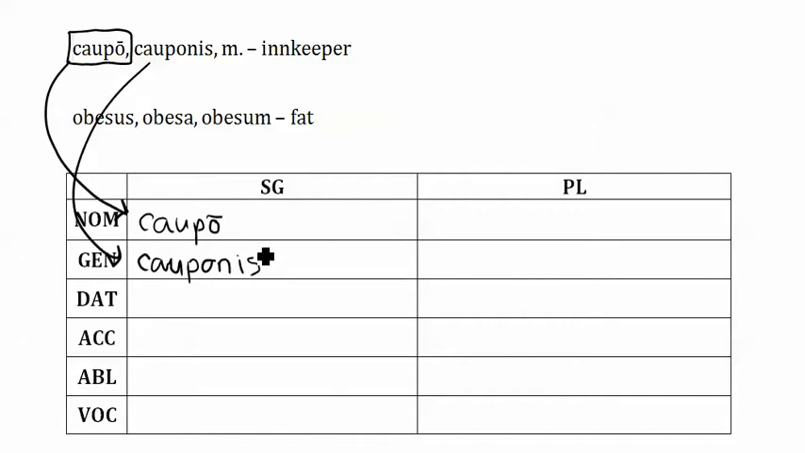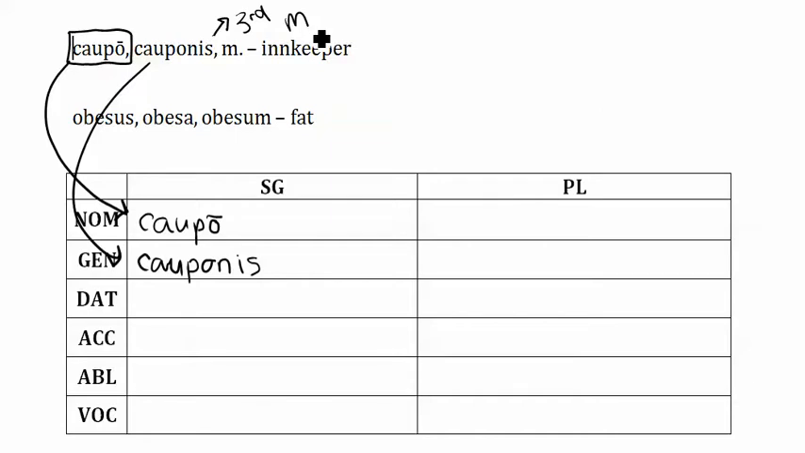Now I need to know what chart I'm going to be using. So I look at cauponis, and the dictionary definition also tells me it's masculine. So I'm going to be using the third declension, masculine or feminine chart.